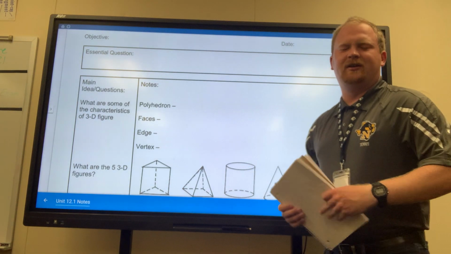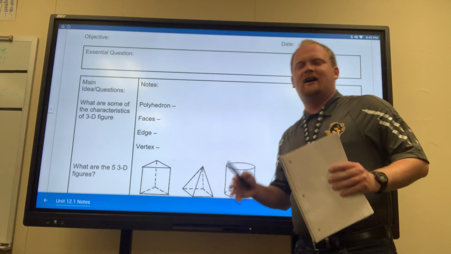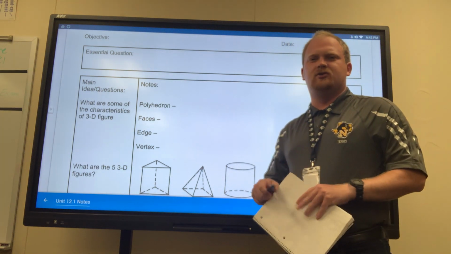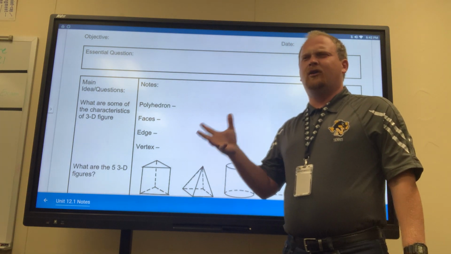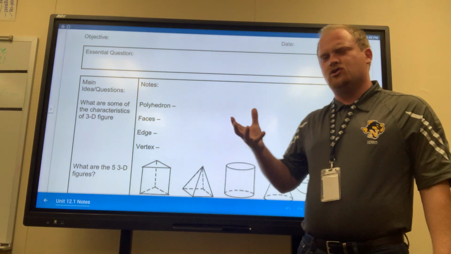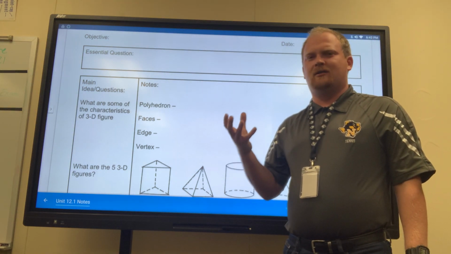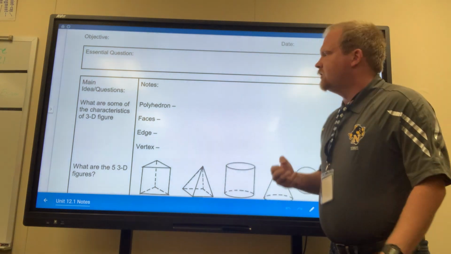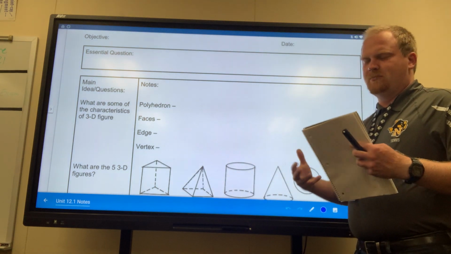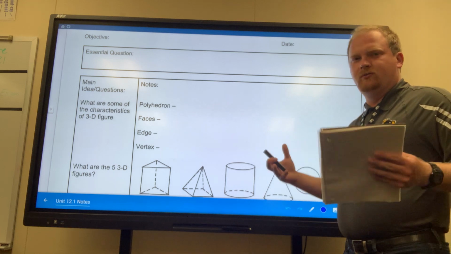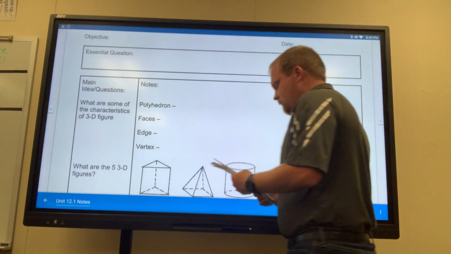Hello, Coach Holmes here, and today we're going to be talking about identifying three-dimensional figures. And what I mean by that is not only what the types of three-dimensional figures are, but also the different characteristics of describing three-dimensional figures. All right, so the biggest thing we have to keep in mind is, of course, we have to know our vocabulary.